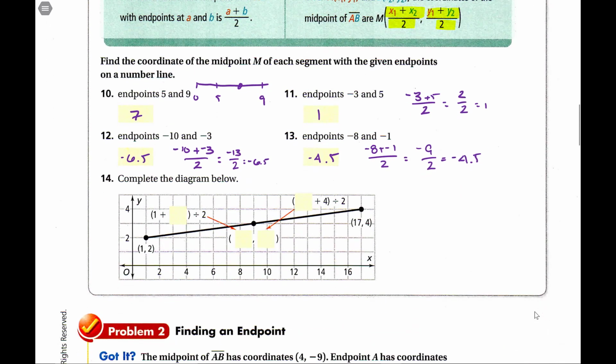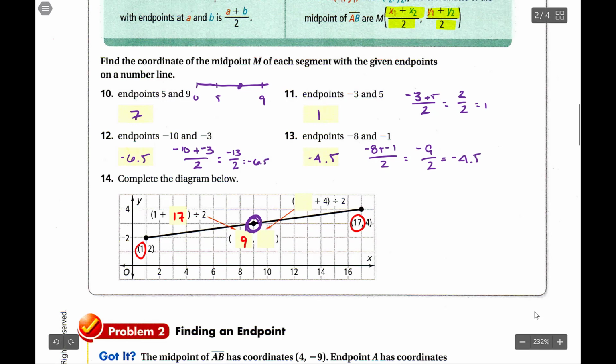On number 14, we're going to just complete this diagram and come up with the values here. So in order to generate the x-coordinate for the midpoint, which is right here that I circled in purple, we have to take the x-coordinate from the first point and the x-coordinate from the second point and add them together. So we get 1 plus 17. 1 plus 17 is 18. 18 divided by 2 is 9.